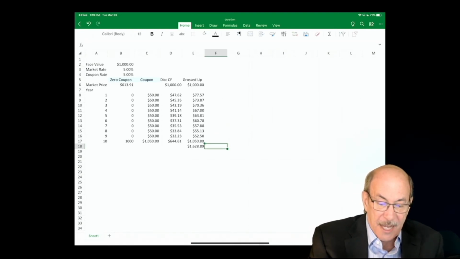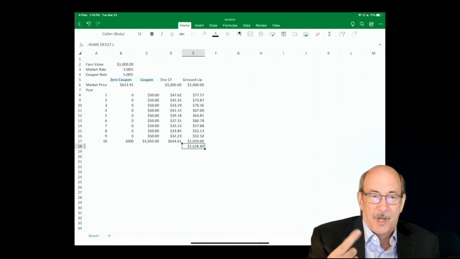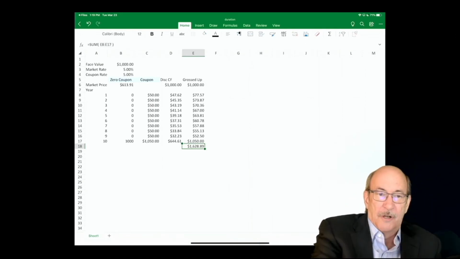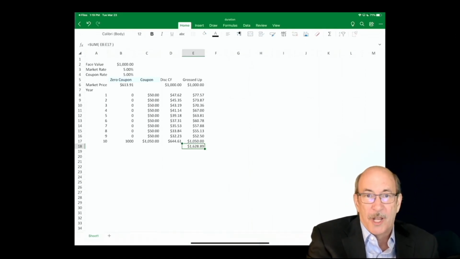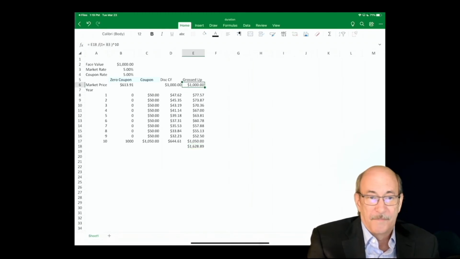When I add these up right here, I get $1,628.89. That's the value that I get out of this. Now, one last step. I'm going to take that lump sum of $1,628.89 and move it back 10 years to time 0. And I'm going to use that same market rate, the 5%, and that's exactly what I've done here. Notice that I get exactly the same price for this bond.